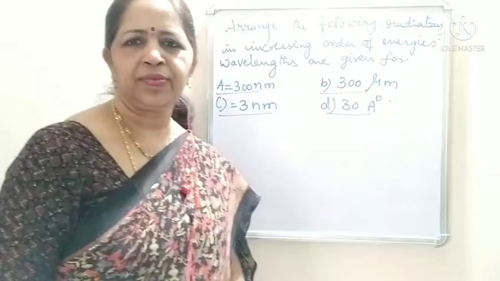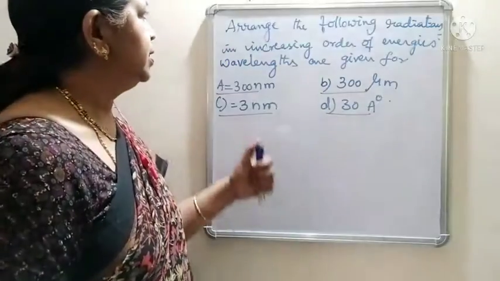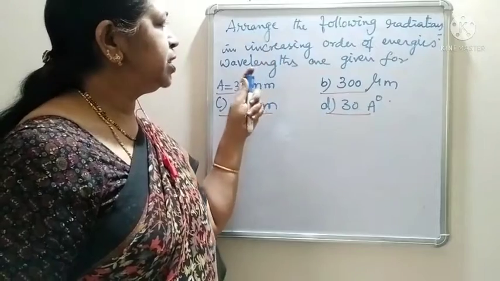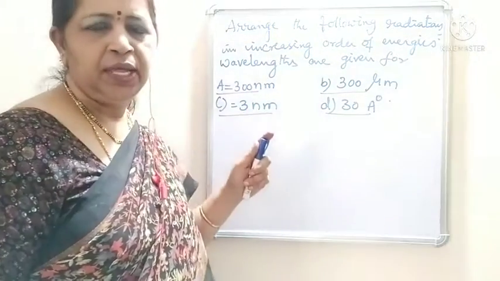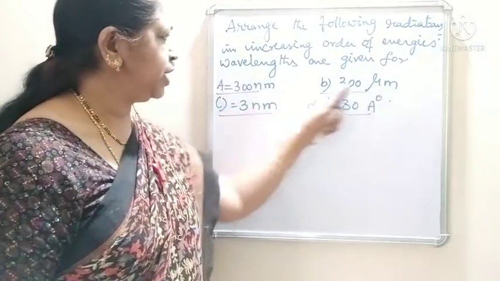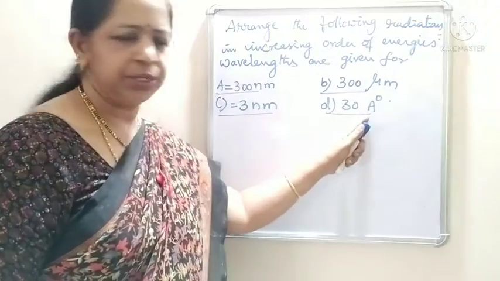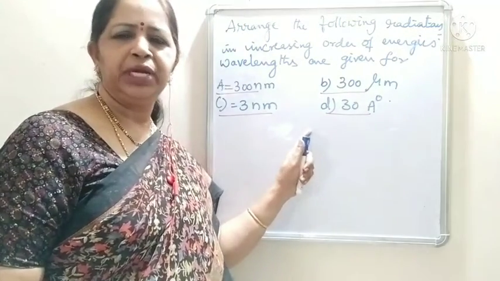Okay students. Now let us see the next question. Arrange the following radiations in the increasing order of their energies. Here the wavelengths are given in different units. Here it is nanometers, micrometers, nanometers and angstrom units. All should be converted into the same unit, that is meters.